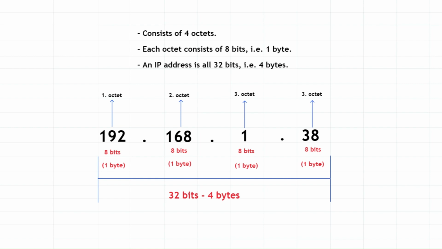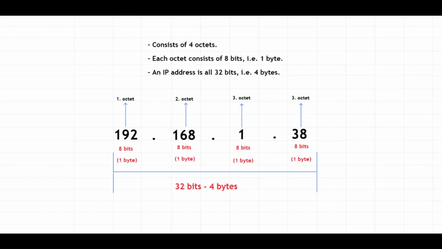When we look at the general structure of IPv4, we see that it consists of 32 bits in total, i.e. 4 bytes. The values that an IPv4 address can take are between 0 and 255. So, based on the structure of 192.168.1.38, an IP address can take values between 0.0.0.0 and 255.255.255.255. You can visualize the IP structure by looking at the image on the screen. Most of the Internet uses the IPv4 addressing scheme.